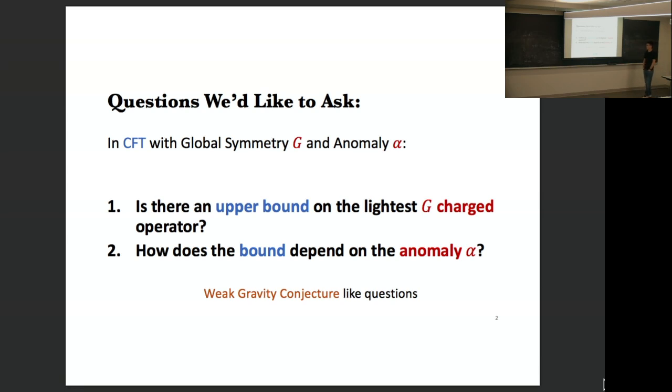The question we would like to ask is: in a general CFT with some global symmetry G and a 't Hooft anomaly alpha, is there an upper bound on the lightest G-charged local operator? And if there is such a bound, how does the bound depend on the 't Hooft anomaly of the global symmetry G? This question is posed in the CFT, but it sounds like a weak gravity question in AdS, and it will be related, as we will see. But for the bulk part of the talk, I'm going to just focus on the CFT side and try to make concrete CFT statements.